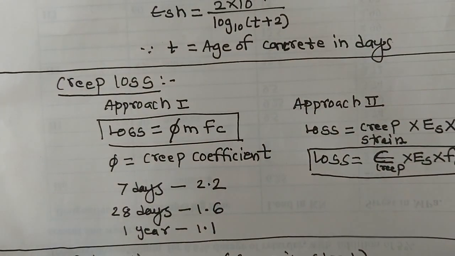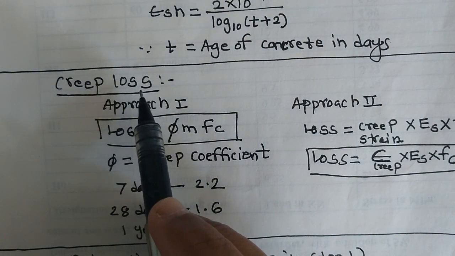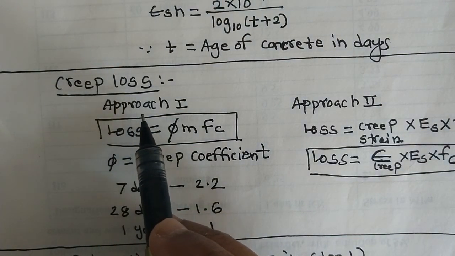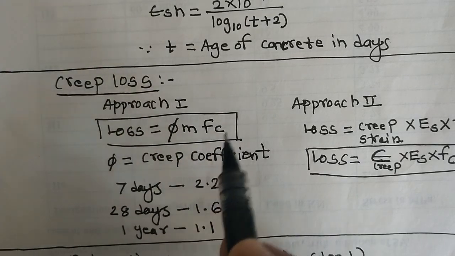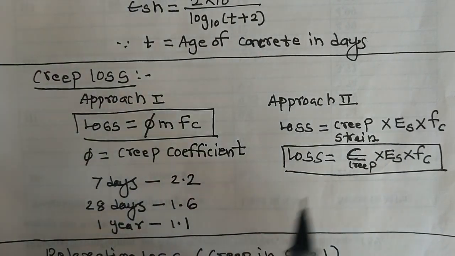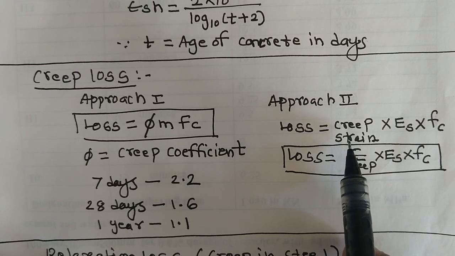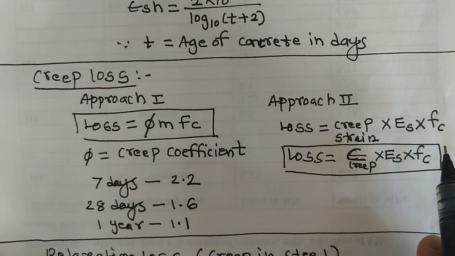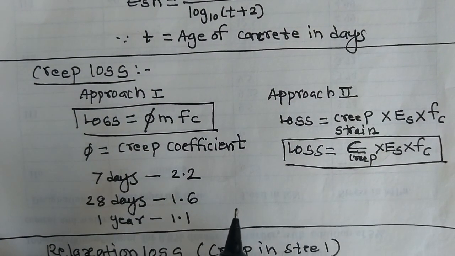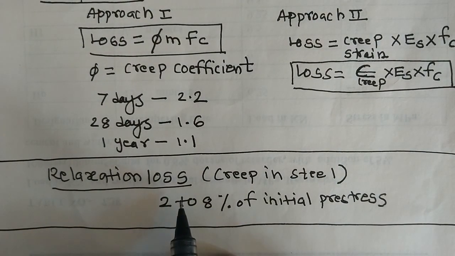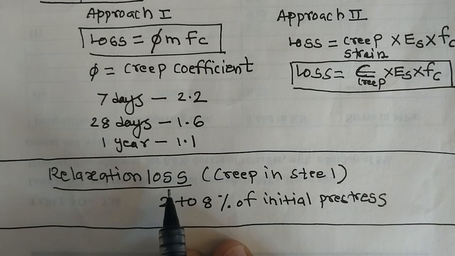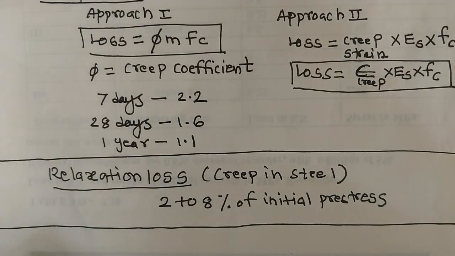And the last one is creep loss using approach 1. When creep coefficient is given, you have to use this formula. When creep strain is given, you have to use this formula for calculation of creep loss. Finally, relaxation loss. Percentage of relaxation loss is generally given in the question.